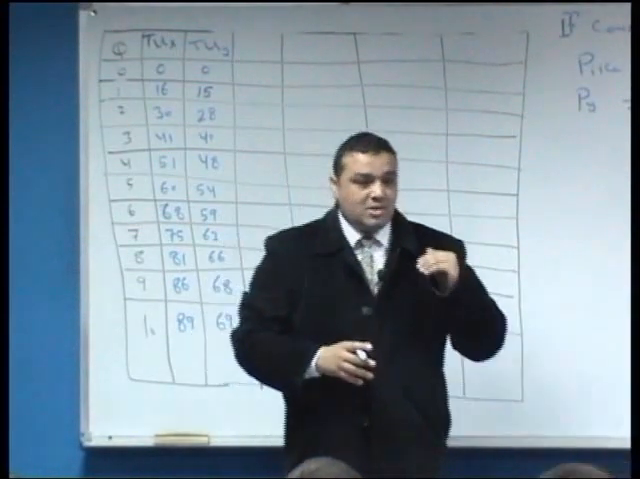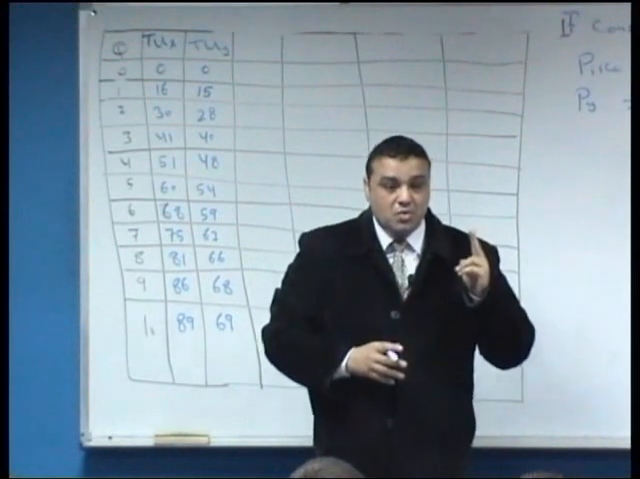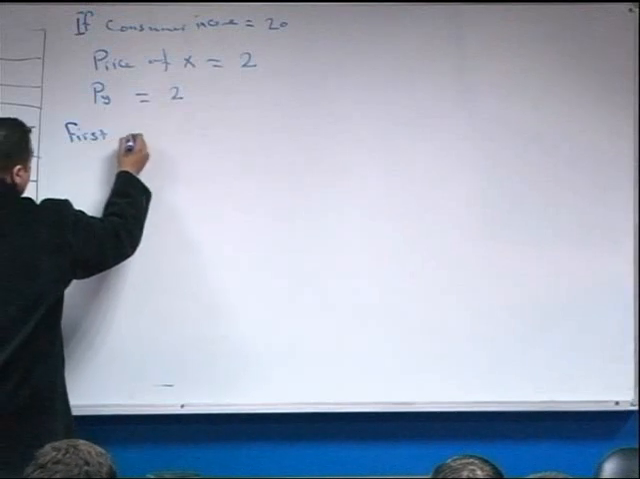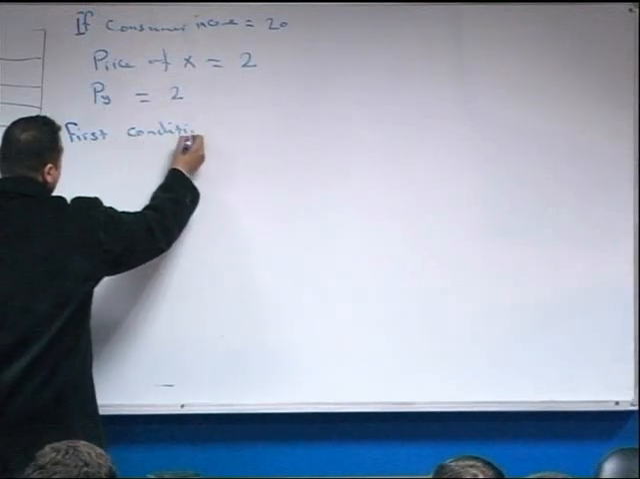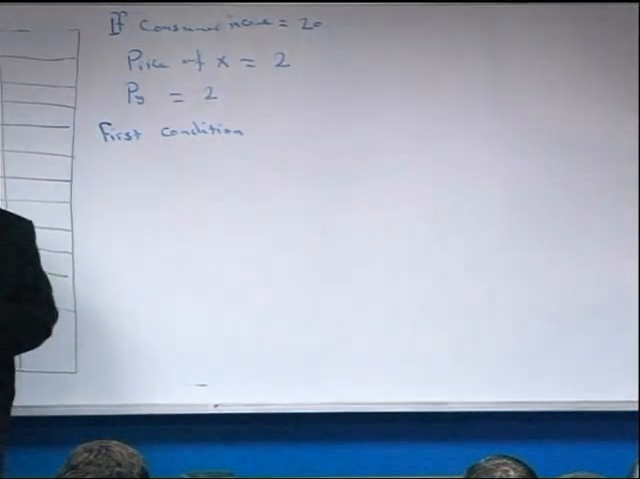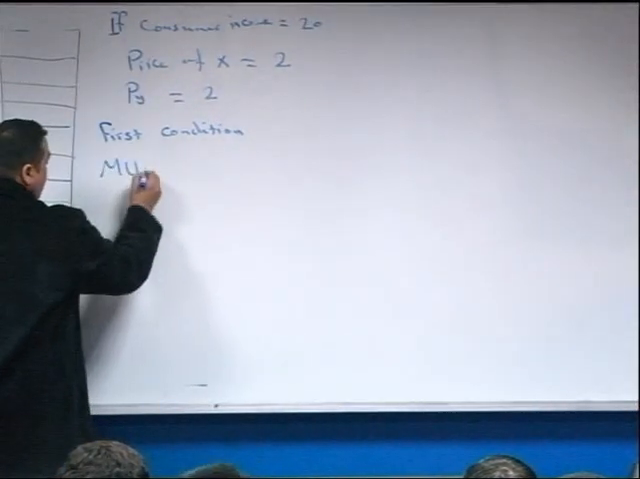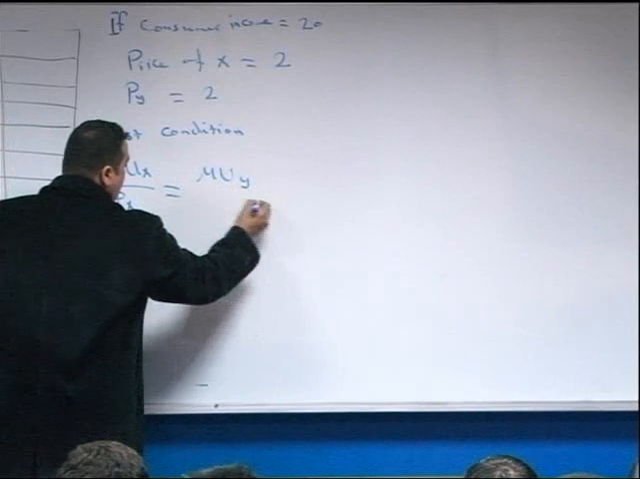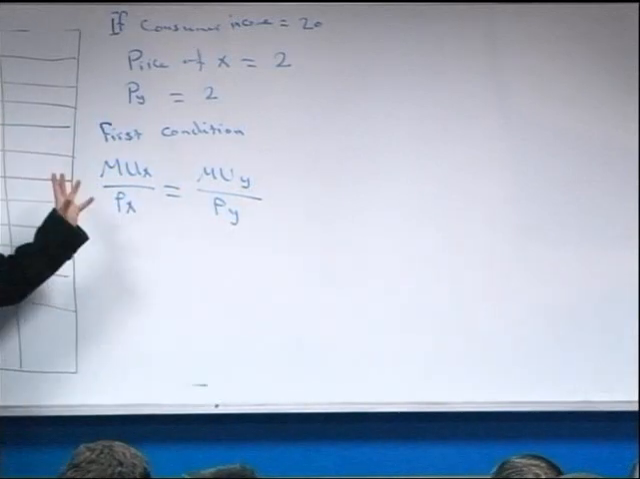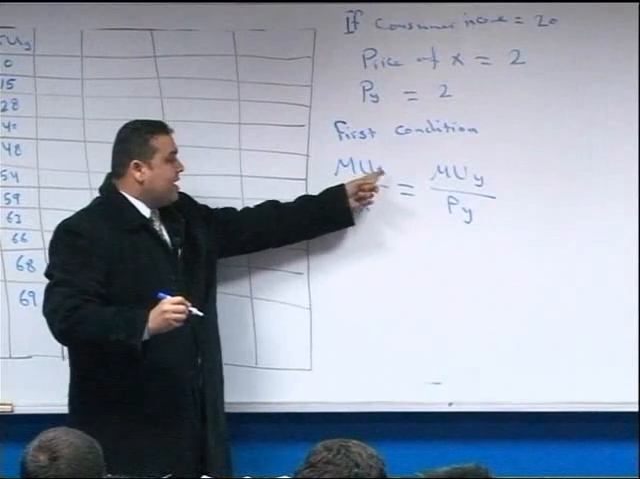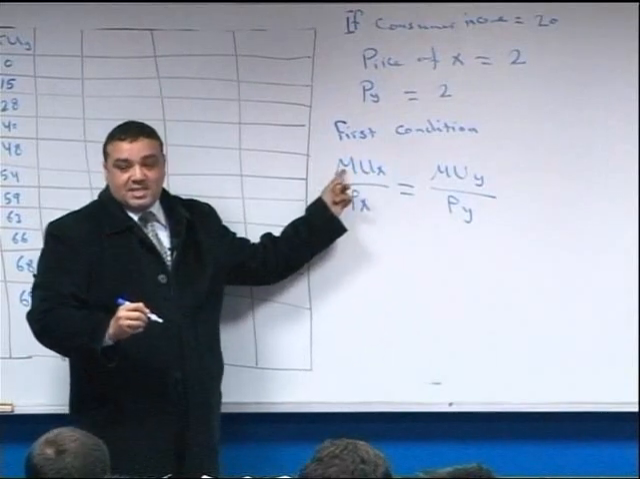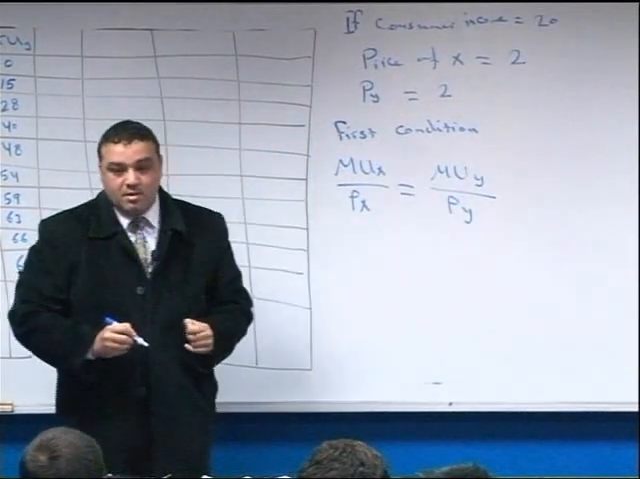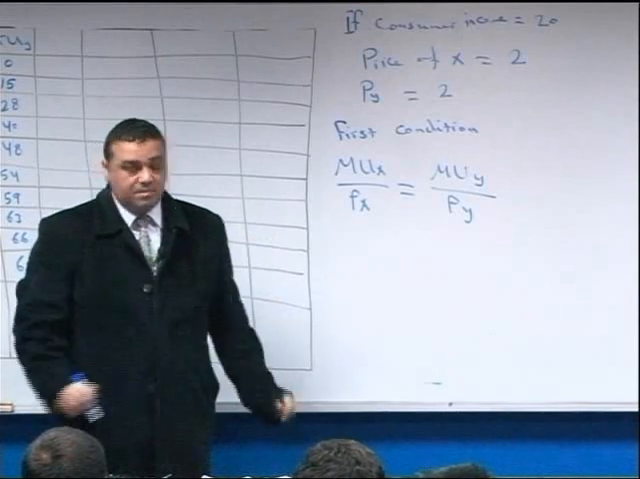To maximize the total utility, we have two conditions. The first condition for the consumer equilibrium is when the marginal utility of X over the price of X equals the marginal utility of Y over the price of Y, or the marginal utility for the last dollar spent on the product X equals the marginal utility for the last dollar spent on Y, right? So this is the first condition.